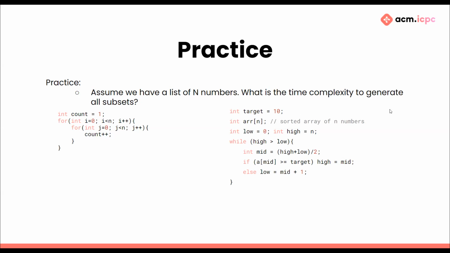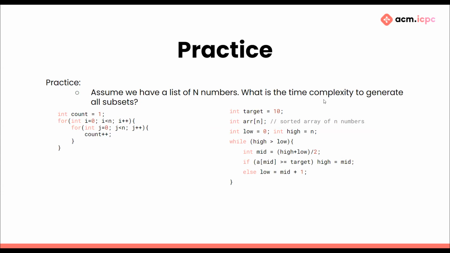O of n squared, yeah. So that's correct because we have nested for loops right here. The outside loop runs in O of n, so it runs n times, and for every iteration of the outer loop, we run n times again, so it's n squared.